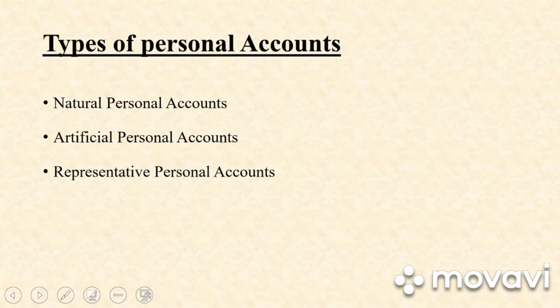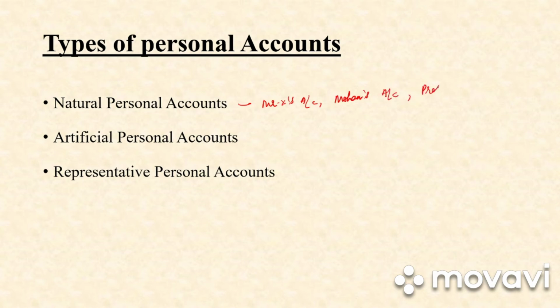Next, there are three types of personal accounts. First one is the natural personal account. Natural personal account will be nothing but Mr. X account, Mohan's account. That's the name of the person. Or it can be the proprietor's capital account, proprietor's drawings account, debtor's account, creditor's account will be all our natural personal account. Next we have artificial personal account.